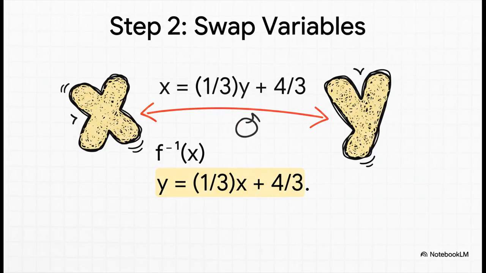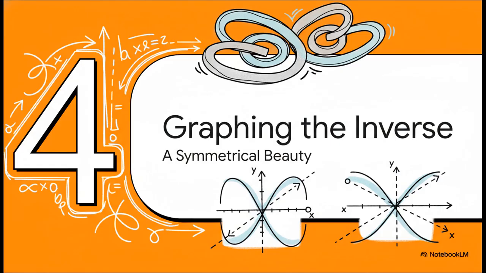Okay, and now for the easy part, the final step. We just swap the variables. Where you see x, write your new y or f inverse, and where you see y, write x. And that's our inverse. The inverse function is 1/3 x plus 4/3. Done. Okay, we've crunched the numbers.